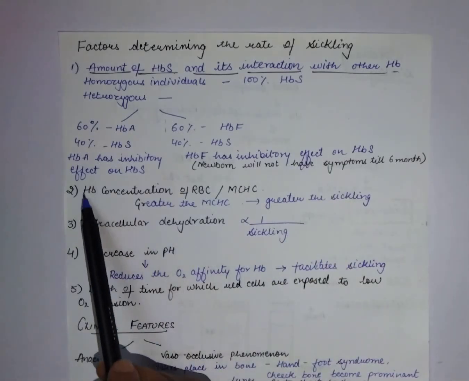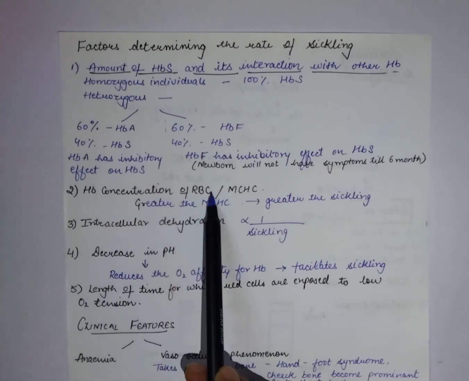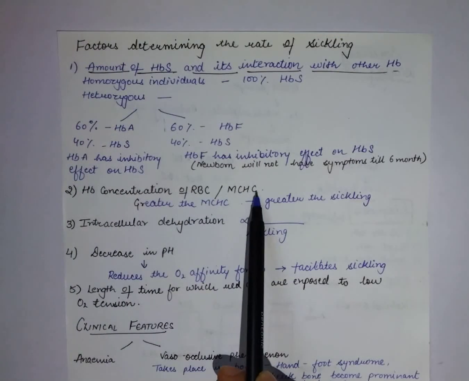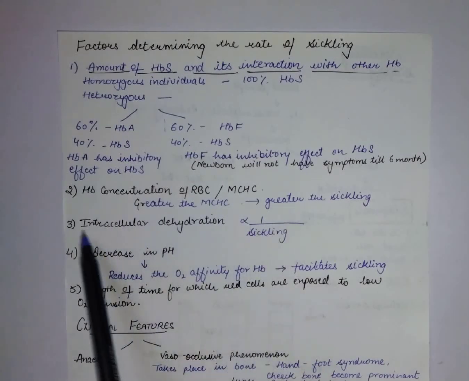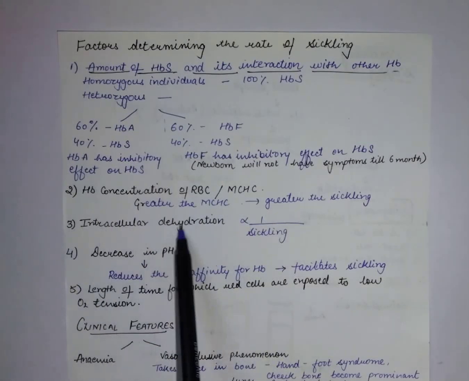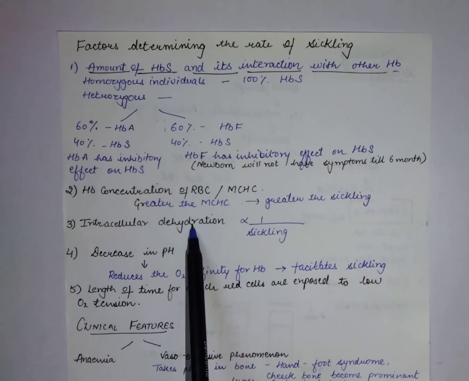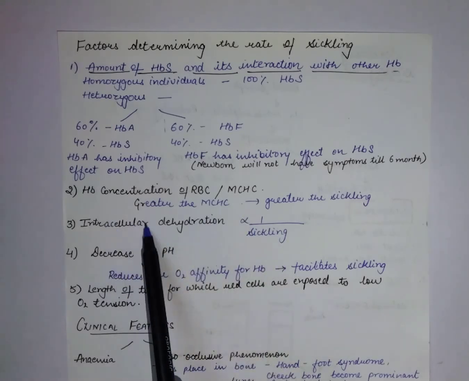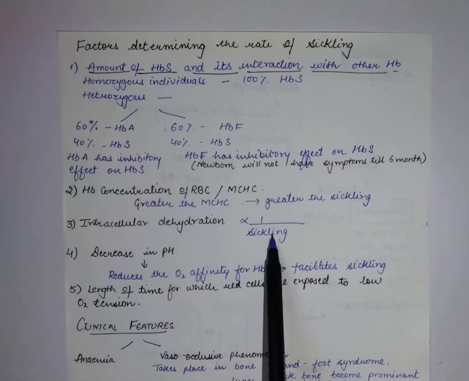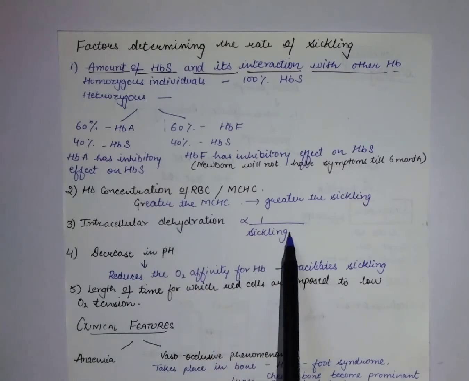Now, second factor is hemoglobin concentration of RBC, that is MCHC. Greater the MCHC, greater the sickling. Then comes intracellular dehydration, which is inversely proportional to sickling. Greater the intracellular dehydration, lesser the sickling.